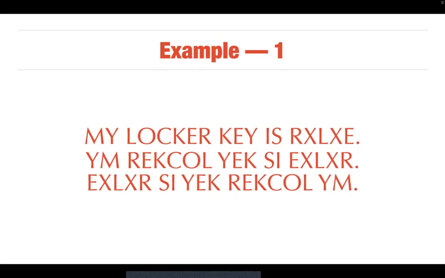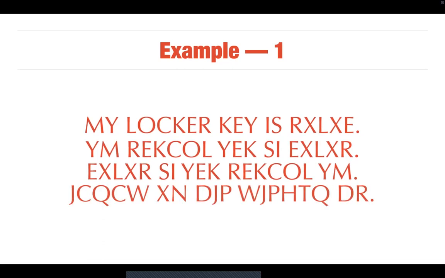The next step is, we will perform mod 26 plus 5 on each letter. So the place value of E is A, B, C, D, E, so it is 5. We do mod 26 and get 0, then we add 5. So we will get J for that. Similarly for X and then L. For every letter, we perform mod 26, then add 5. So this is an encrypted string for my locker key is RXLXE.